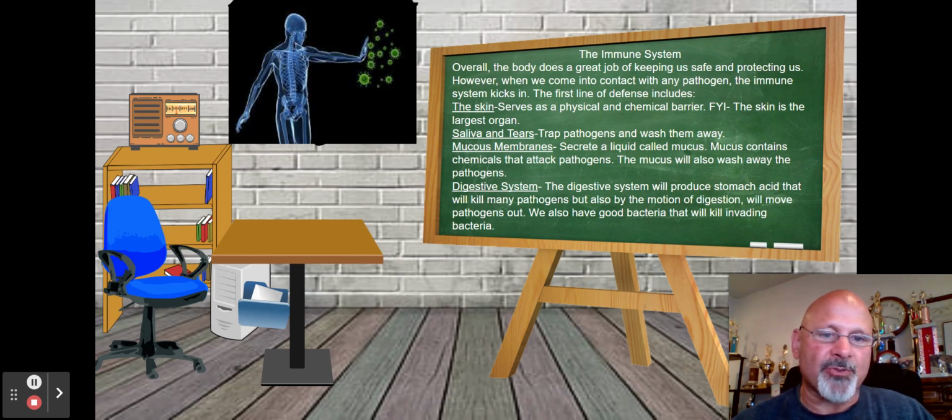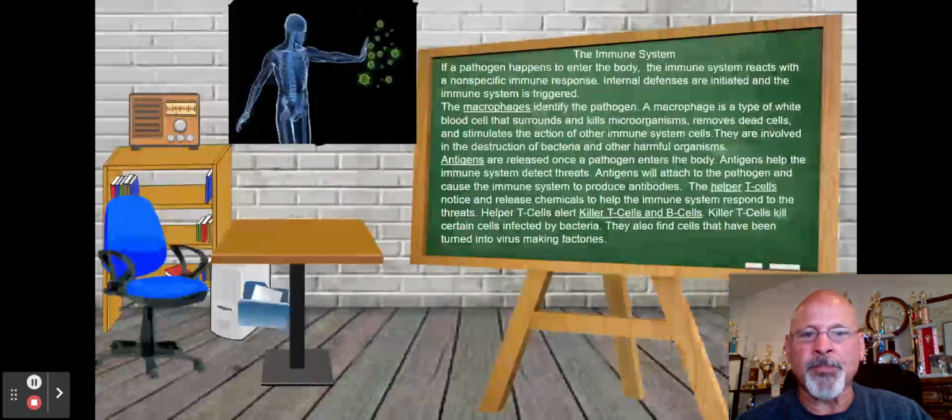Mucous membranes secrete a liquid called mucus. Mucus contains chemicals that attack pathogens. The mucus will also wash away the pathogens. Digestive system. The digestive system will produce stomach acid, which will kill pathogens, but also the motion of digestion will move pathogens out. We also have good bacteria that will kill invading bacteria.